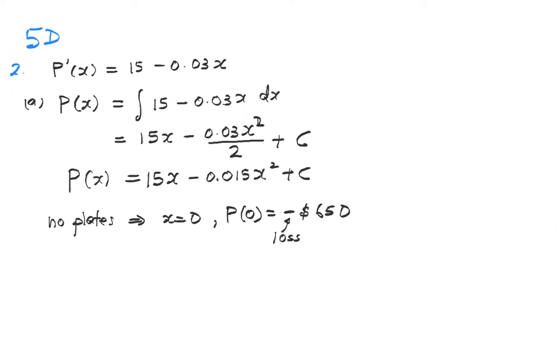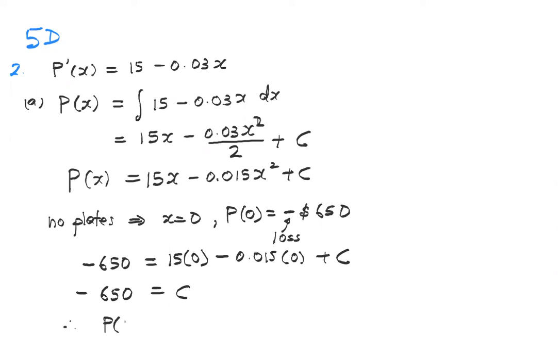650. So now I put negative 650 is equal to 15 times 0, take away 0.015 times 0 plus C. So the C is negative 650. So therefore, the profit function is 15x minus 0.015x squared, take away 650. Done. Are you clear? Okay. So now let's go to part B.